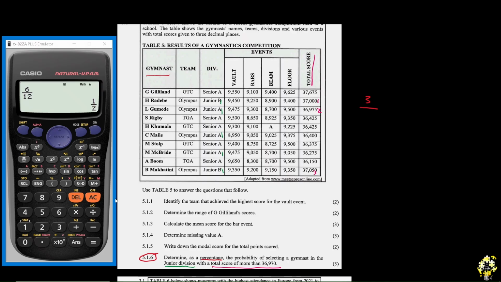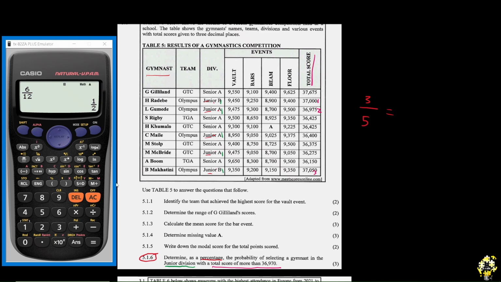Now, let's calculate. Remember, they said selecting a gymnast in the junior division. That is important. In the junior division. How many junior divisions do we have altogether? We have 1, 2, 3, 4, and a 5. Yes, it's 5. Let me recount. 1, 2, 3, 4, 5. Yes, we have 5. So it's 3 over 5.